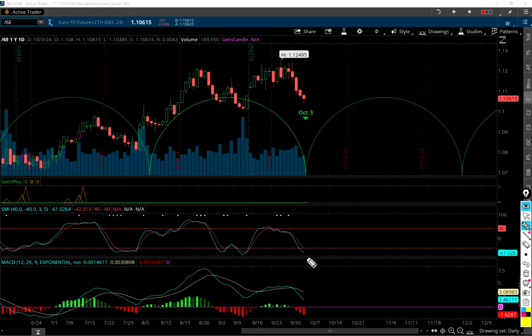Beautiful. More to go, I think, here a little bit. Still a little bit more to go. It might bounce the next day or two. We'll keep an eye on it. I think there's more to go there. British pound.